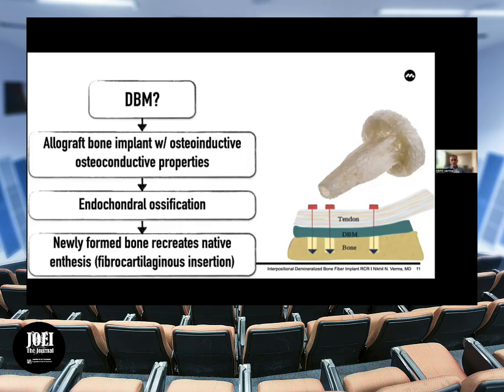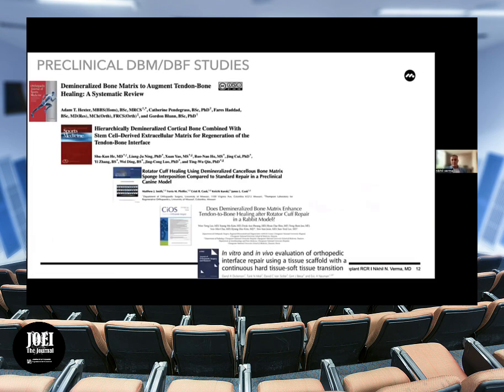So you create a defect, you fill the defect with this allograft bone, you get endochondral ossification, and the body is smart. It knows that if endochondral ossification is occurring at a bone tendon interface, it doesn't just create normal bone, it actually creates the bone tendon interface. So by creating a bone defect and asking the body to fill the bone defect at the site of a tendon to bone insertion, you're actually stimulating bone tendon healing rather than just laying the tendon over the top, in which case you're not really inciting that response and you get scar tissue formation.